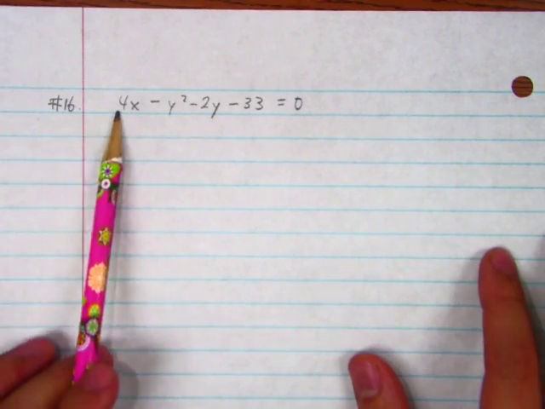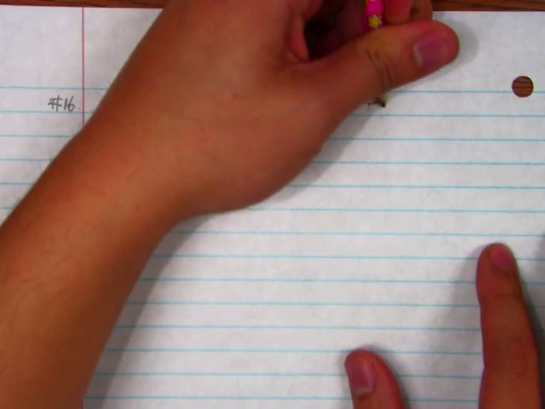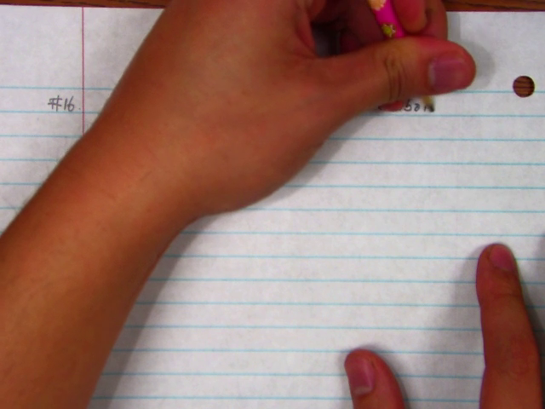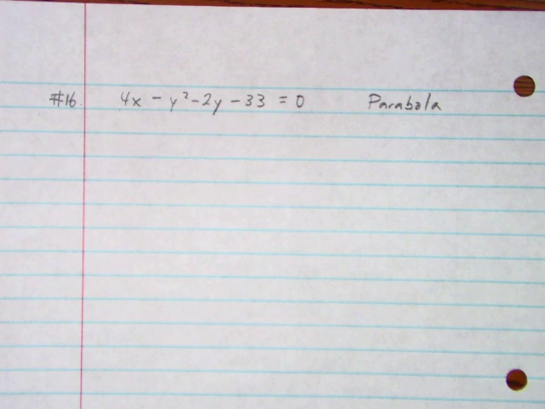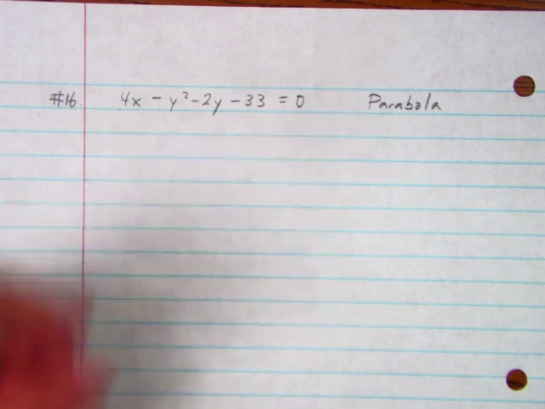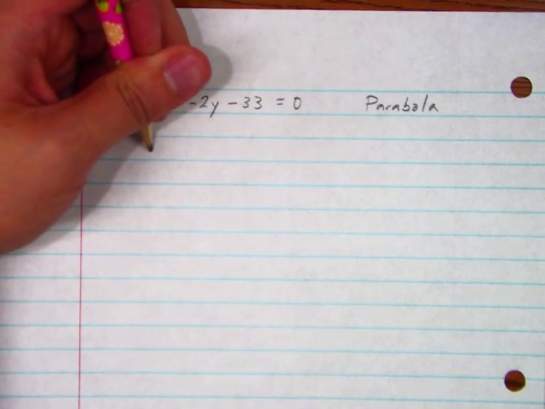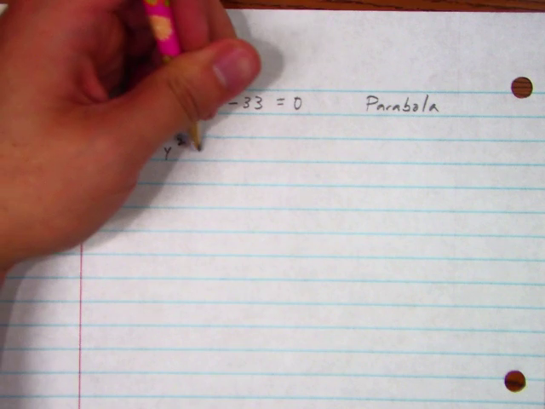So again, we need to look at this equation and determine right away what kind of conic section it is. First thing we can see is that we have no x squared term. We only have an x term. There is no x squared term. So if only one of them has a linear term, we know right away this is a parabola.